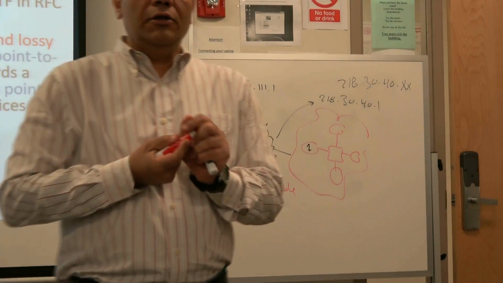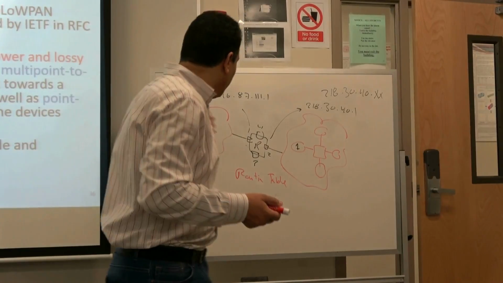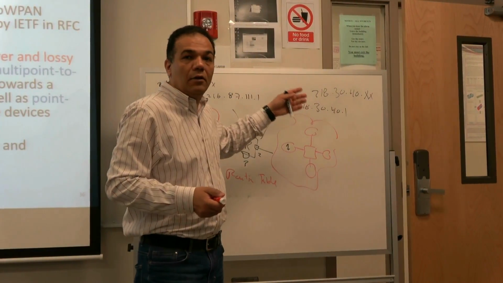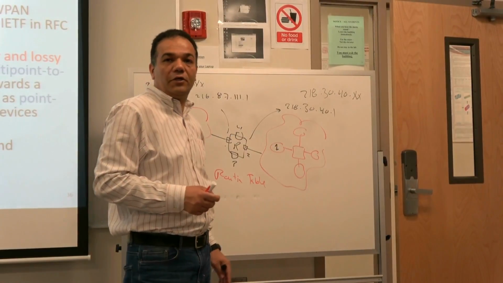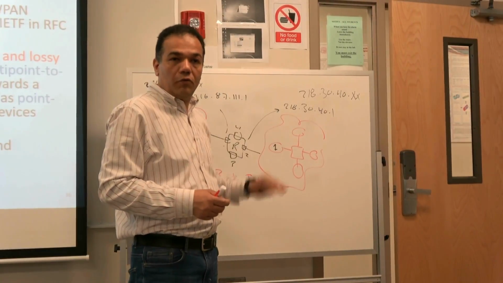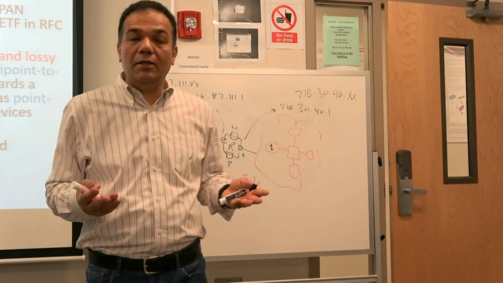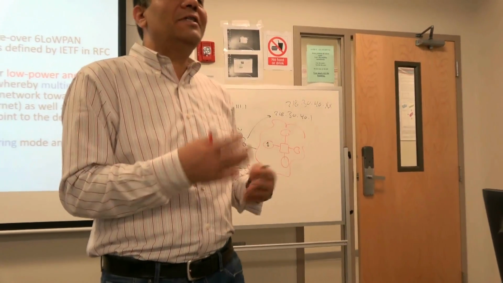Table. It tells you if it comes from this network, send it. If it comes from anywhere and it has to go to this destination, send it to this interface, 1 or 2 or 3. Right? Routing table. So how is the routing table collected?